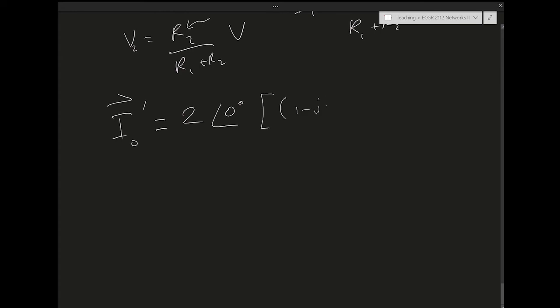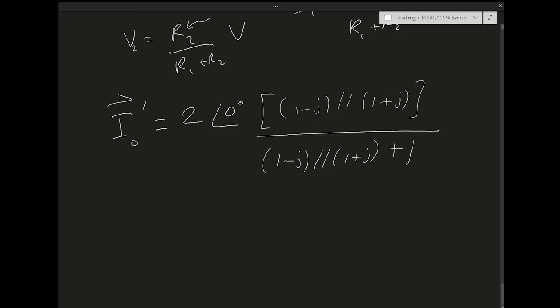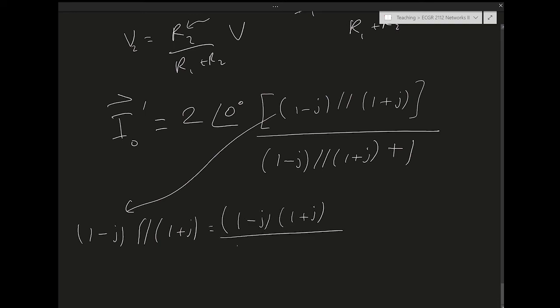1 minus j in parallel with 1 plus j, divided by 1 minus j in parallel with 1 plus j plus 1. Right? We can calculate this easily. 1 minus j parallel 1 plus j is just what? It is 1 minus j times 1 plus j over 1 minus j plus 1 plus j.